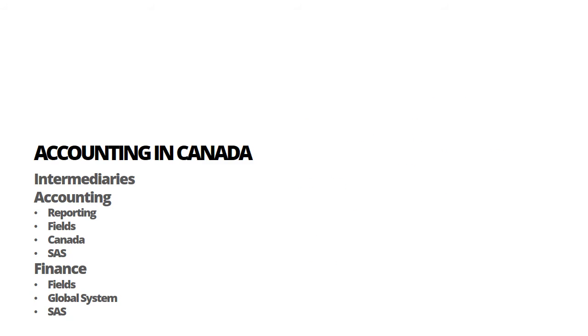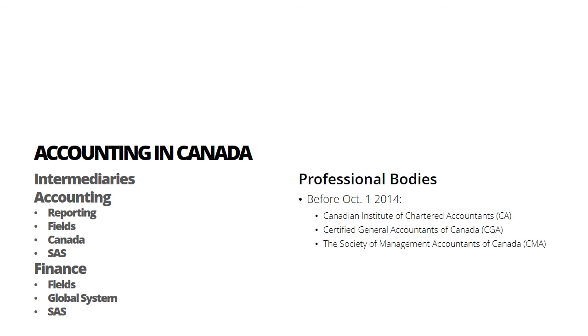Now, the practice of accounting is managed, as it were, by professional bodies or associations that grant official designations to accountants and in which accountants are expected to hold membership. Prior to 2014, there were 3 such organizations in Canada: the Canadian Institute of Chartered Accountants, the Certified General Accountants of Canada, and the Society of Management Accountants of Canada. And you can see that they had different designations that could be awarded.